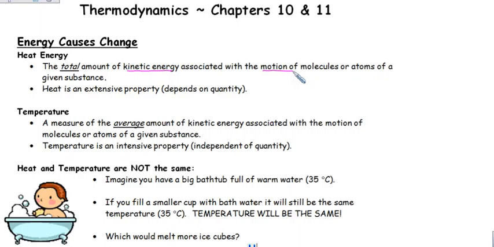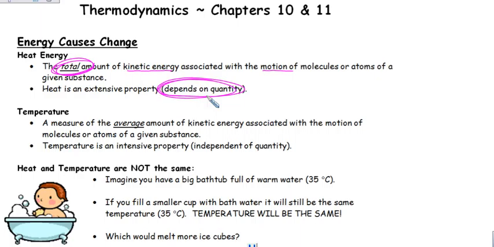If particles have more kinetic energy, they're moving faster. If they have less kinetic energy, the particles are moving slower. So heat energy measures the total amount of kinetic energy associated with a group of particles. Okay, so now when referring to total kinetic energy, heat depends on quantity. It's an extensive property. It depends on the quantity.